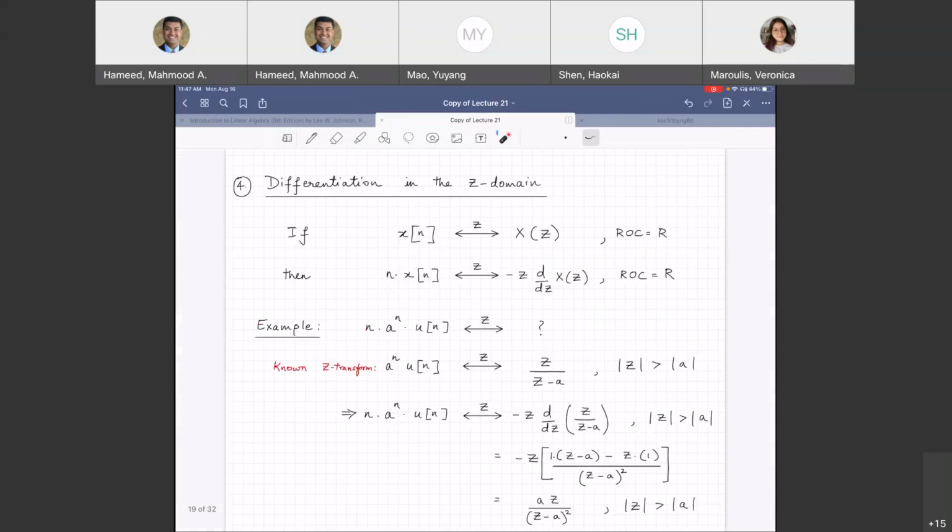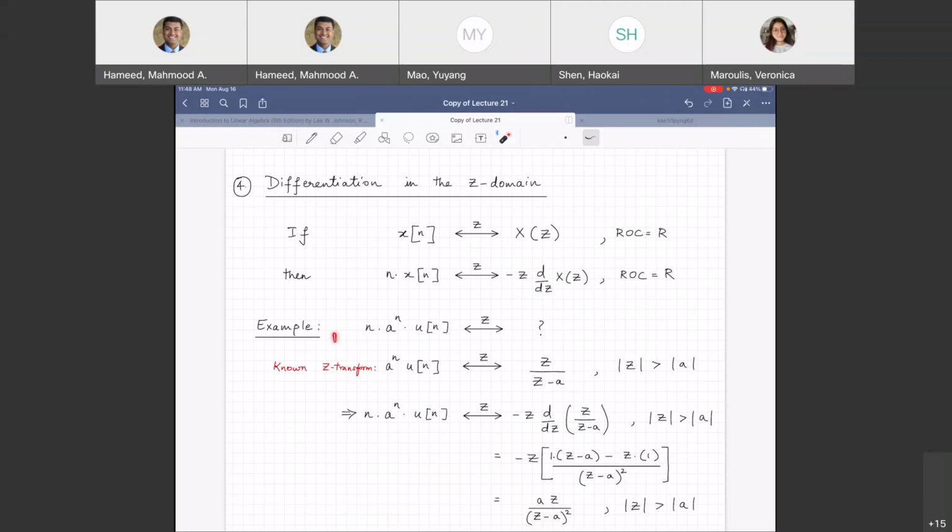Next, what happens when you differentiate in the time domain? In the z domain. The z transform pair is given over here, x of n, z transform is x of z, ROC is some region R. If you differentiate in the z domain and you multiply by negative z, in the time domain you are multiplying by n. N x of n, the z transform for that is negative z derivative of x of z with respect to z, ROC doesn't change.